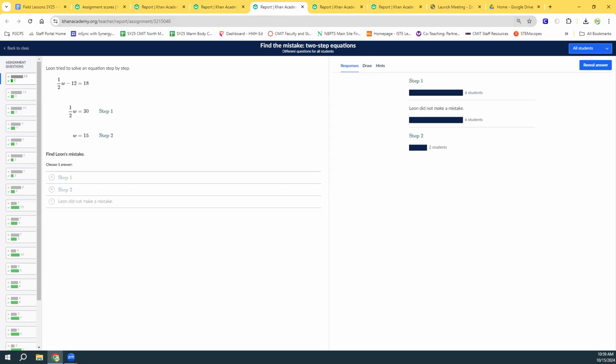Whoa! Now we got some gray bars here. Okay, and this one has 12 people got this one wrong, and only 2 people got this one right. And I didn't preview it, so I might get it wrong too.